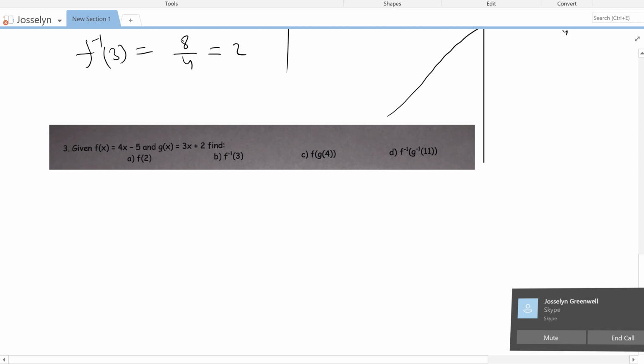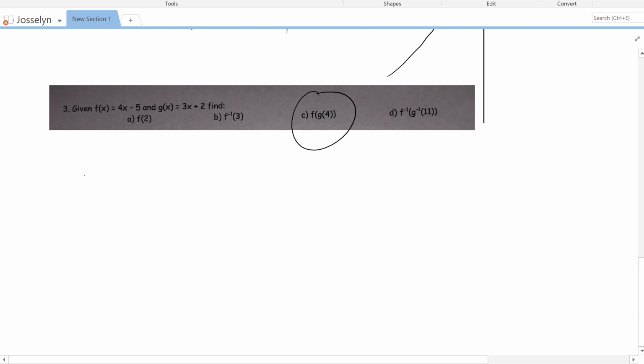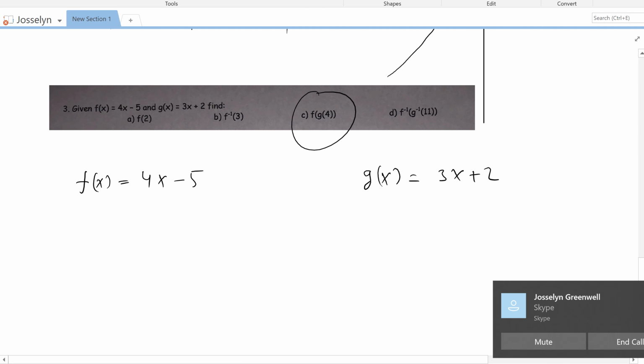Okay, so now this one, f of x is 4x minus 5, and we know g of x is 3x plus 2, right? So what we're gonna do, we replace x by 4, because we have to know g of 4. So g of 4 is gonna be 3 multiplied by 4 plus 2. So we got 12 plus 2, 14. So g of 4 is 14.